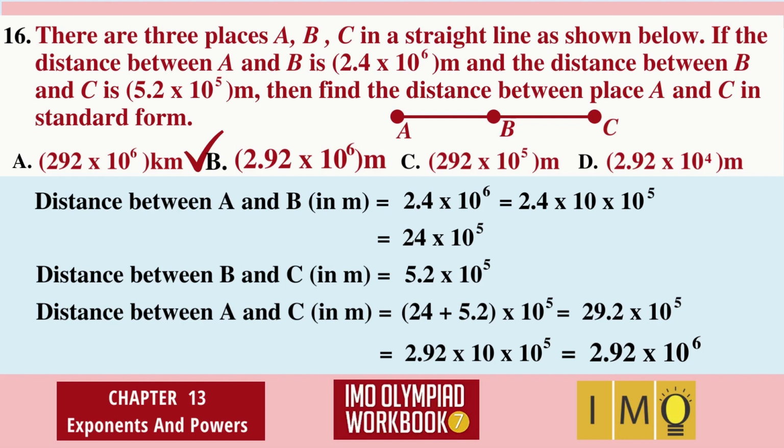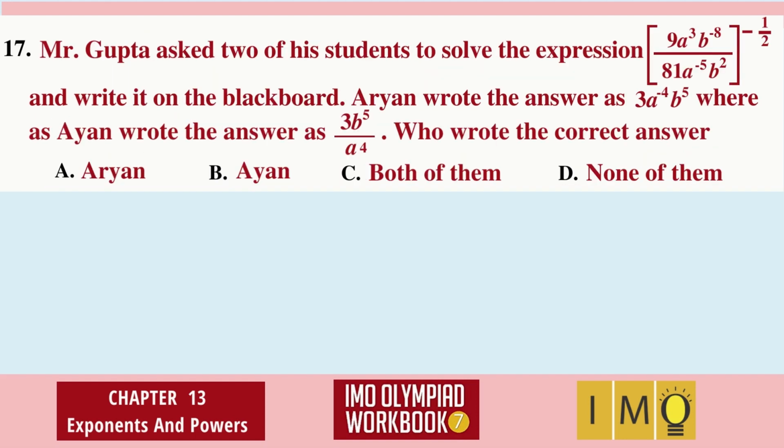Now we move on to question number 17. Mr. Gupta asked two of his students to solve this expression and write it on the blackboard. Aryan wrote the answer as 3 a to the power of minus 4 b to the power of 5, whereas Ayan wrote the answer as 3 b to the power of 5 by a to the power of 4. Who wrote the correct answer?